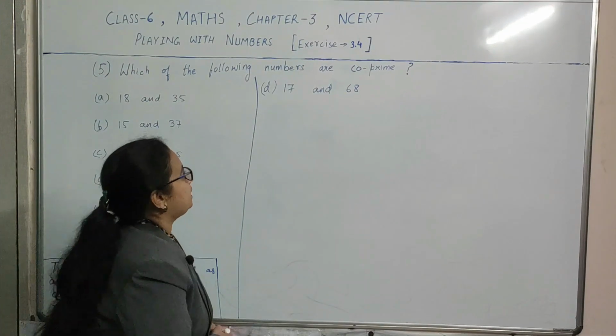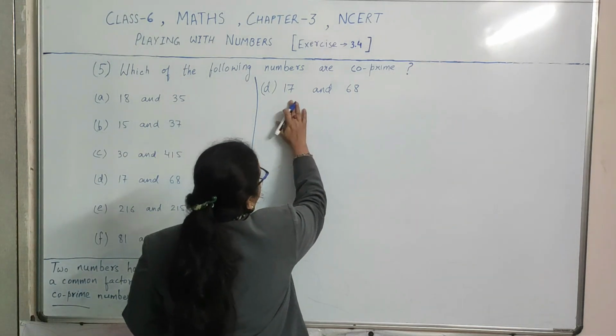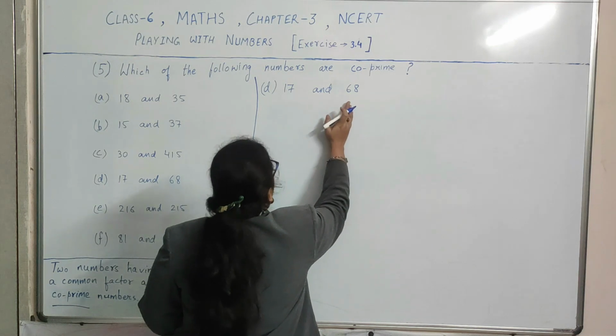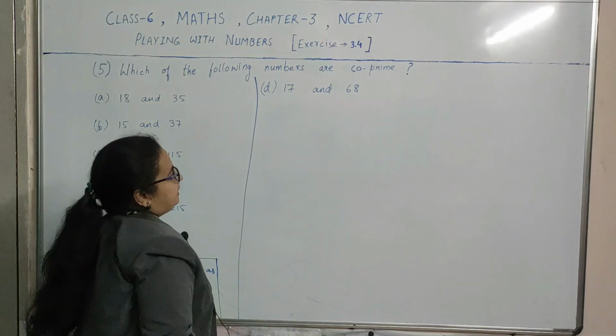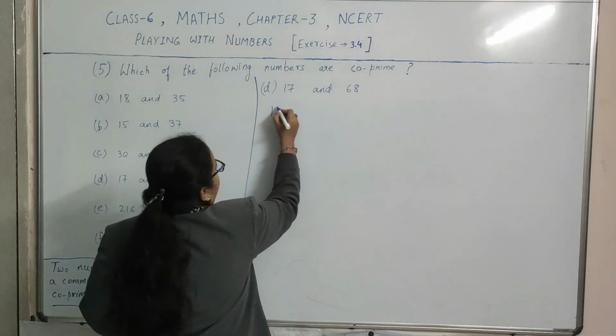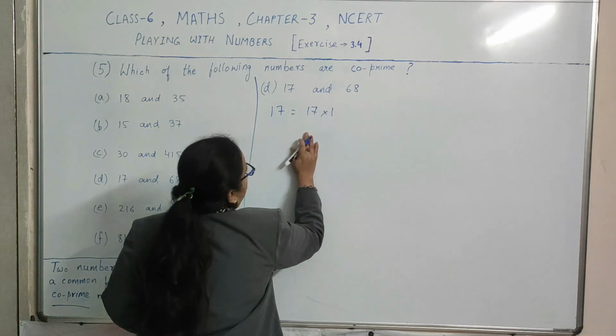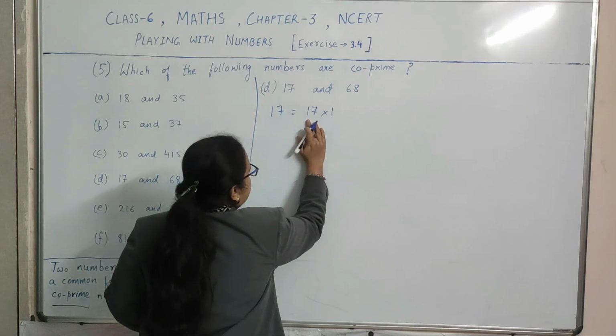Now let us do question number D. 17 and 68, whether the numbers are coprime or not, we have to find. So we will find the factors of 17 and 68. What can we write? 17 is equal to 17 multiplied by 1. It means these two are the factors of 17.